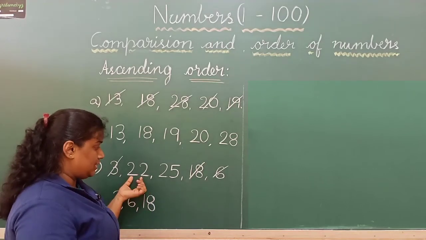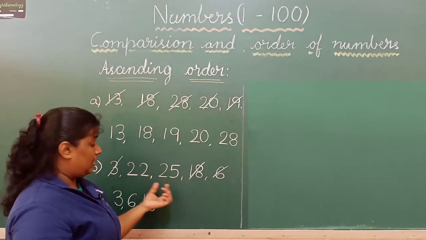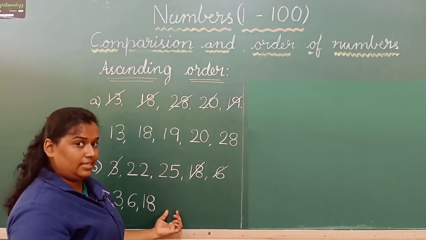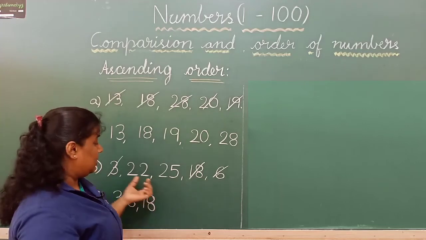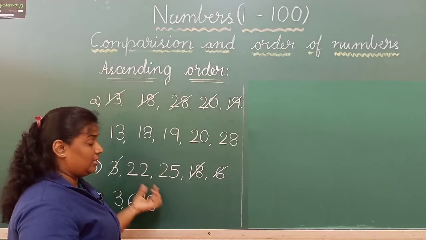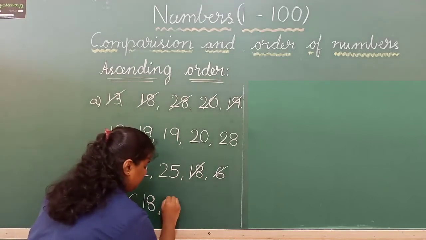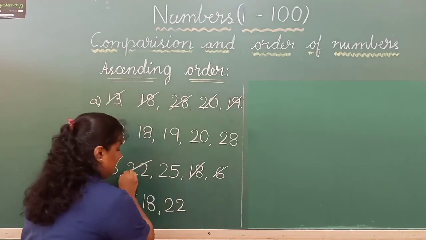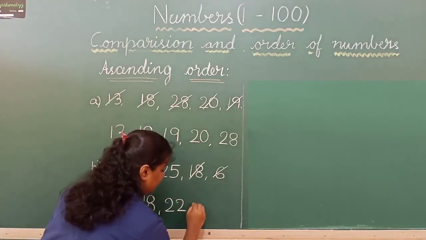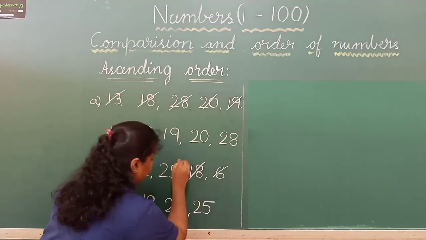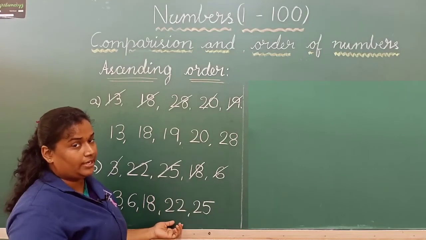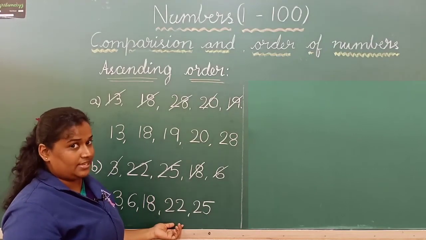Now we have the numbers 22 and 25. Among these two numbers, which number should come next? Yes, 22 is smaller than 25. So 22 comes next in the order. And the last number is the greatest number, 25. I hope you understood how to write numbers in ascending order.